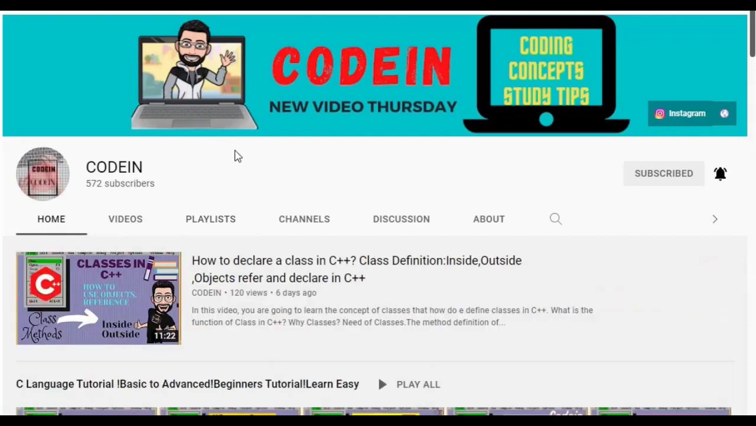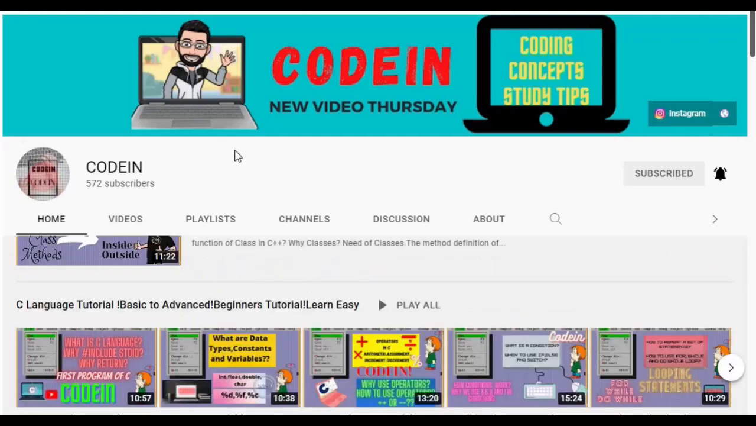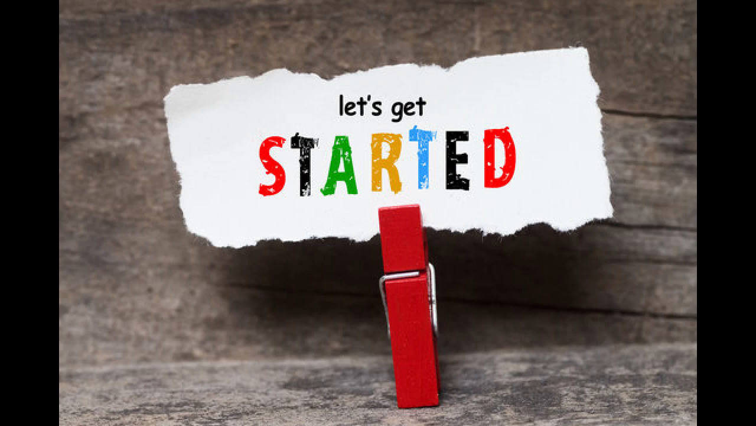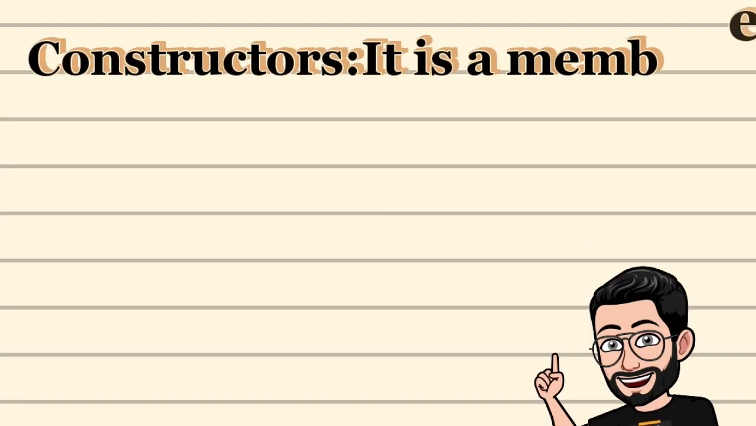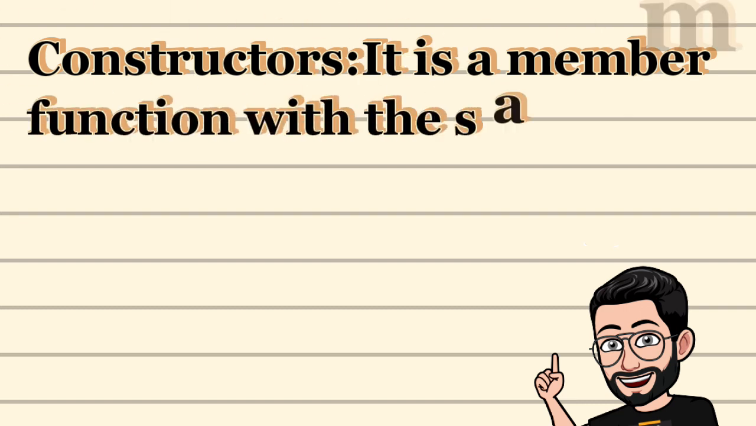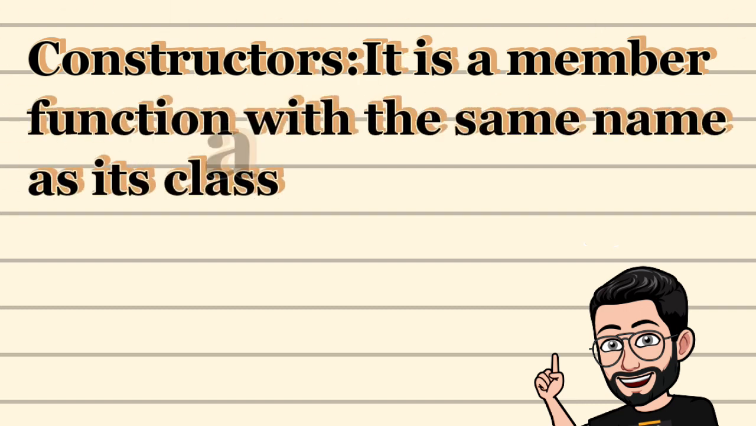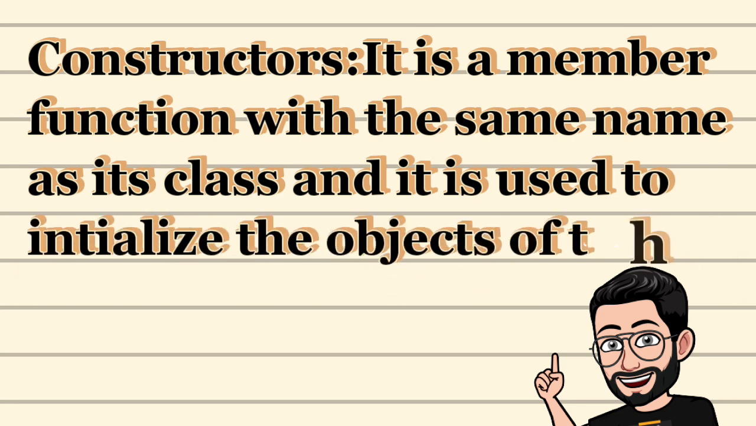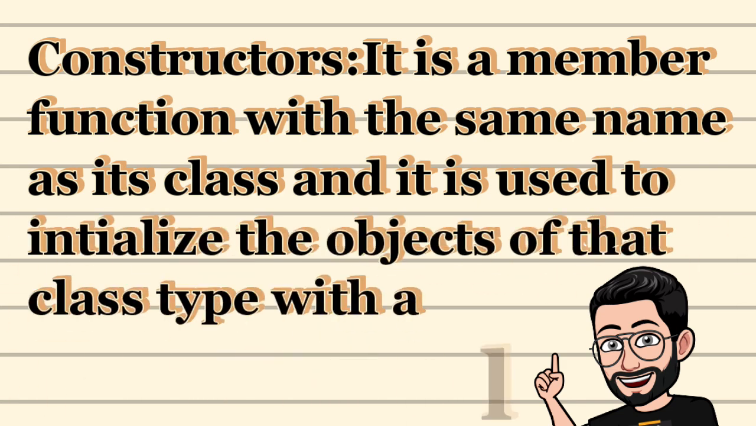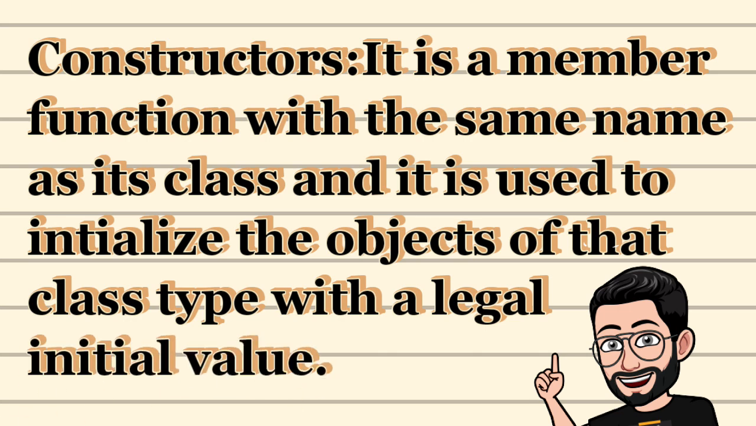Let's understand each and every thing, constructors and destructors, without wasting any time. So the very first thing: what is a constructor? A constructor is also a member function of the class. A member function is like whenever we define a function, say get to get the data, show to show the data. Similarly, a constructor is also a member function of the class.